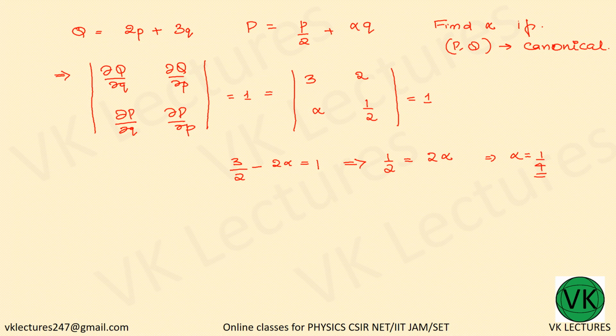Another question. As a practice work, please continue this work. That is Q is equal to q plus 4ap, and P is equal to q plus 2p. This is question number 1.